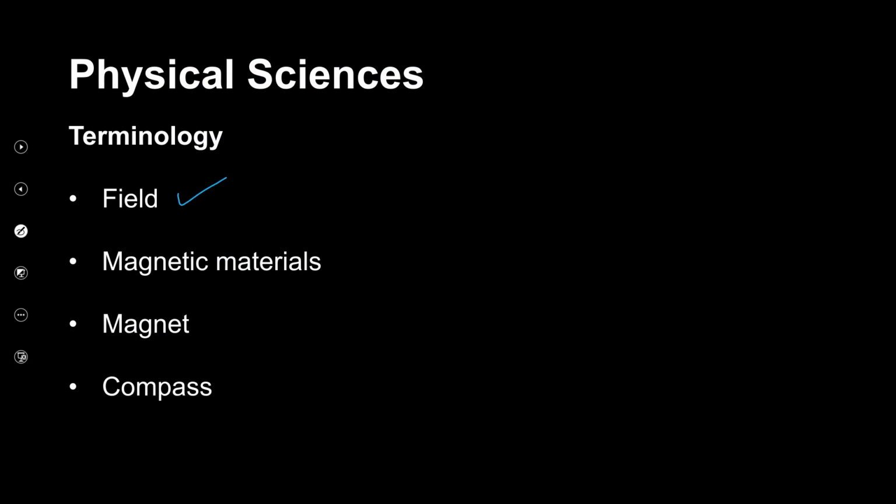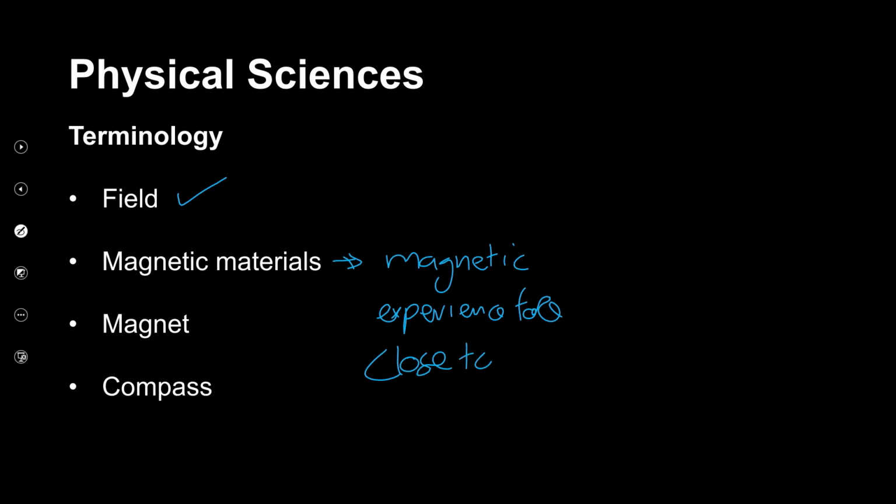So magnetic materials, and I've mentioned this word, are just things that respond to a magnet. So they experience a force when you put them in the space close to a magnet. And that's quite an interesting idea.